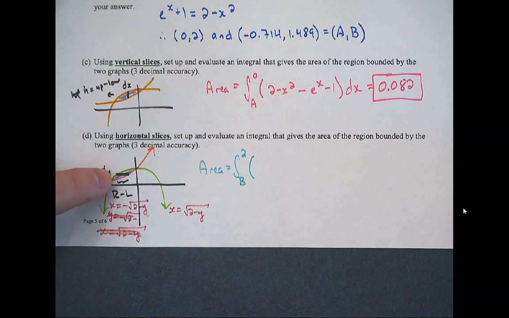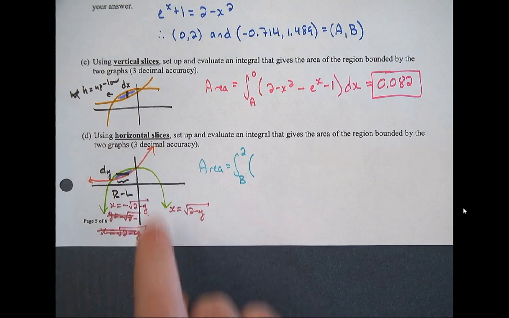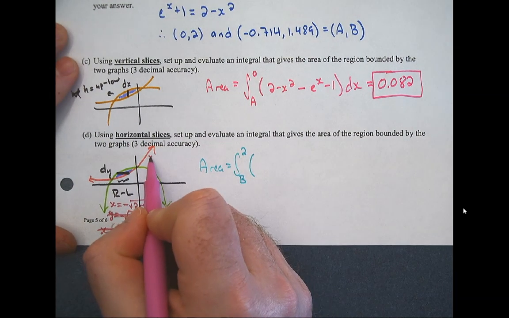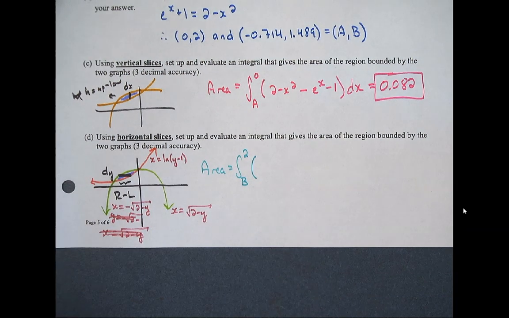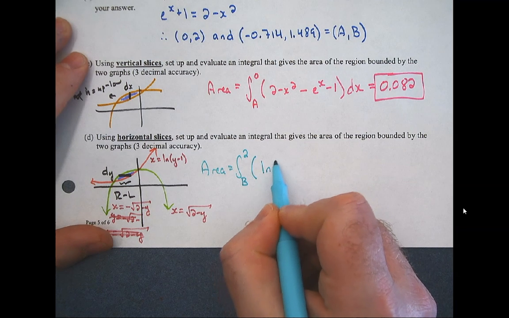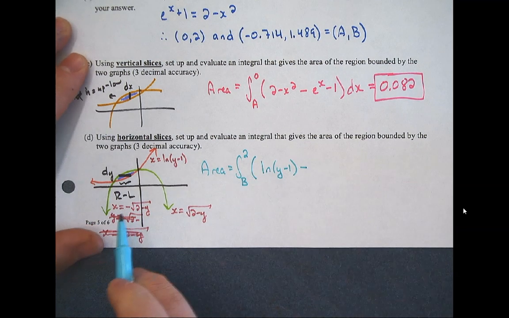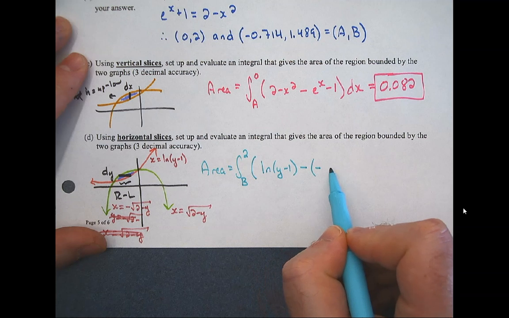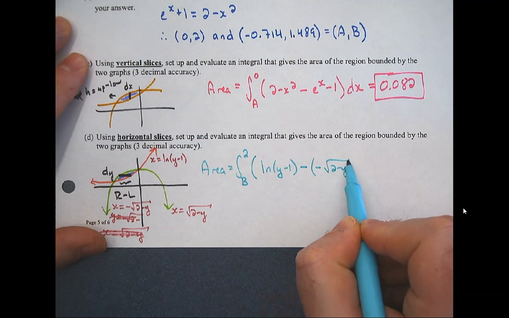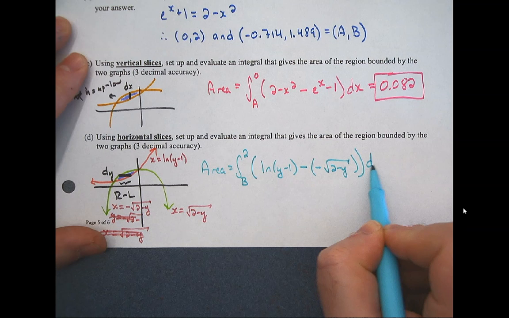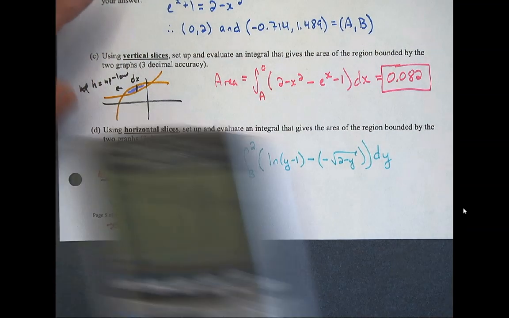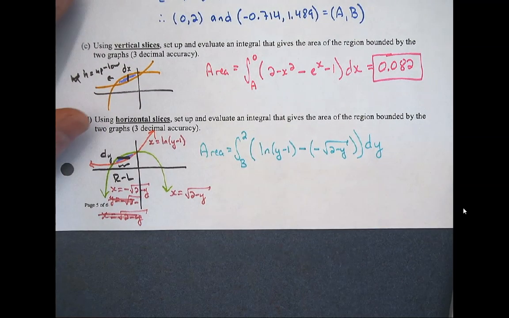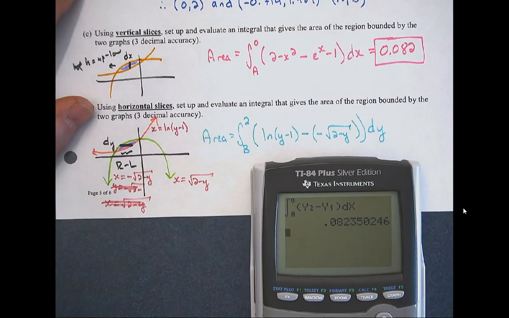So over the course of this region, who's further to the right side is the exponential. So that's this graph, x equals natural log of y minus 1. Minus a negative, I'm going to put it in parentheses just so we don't get confused on where it's coming from. And we're integrating according to y. We can use our calculator here. Pause at any point and think through this. I'm kind of going quick.